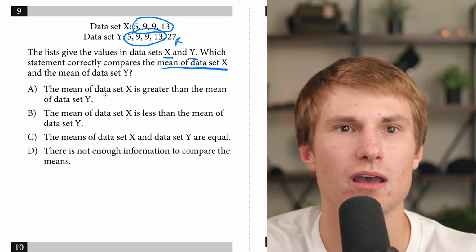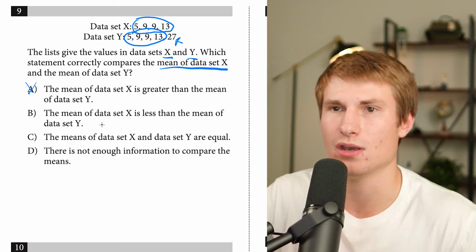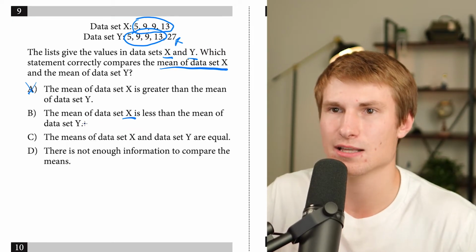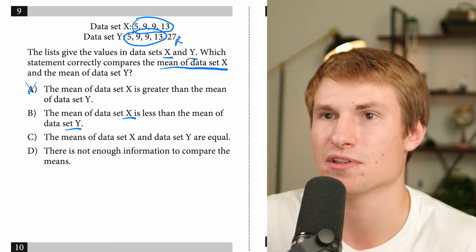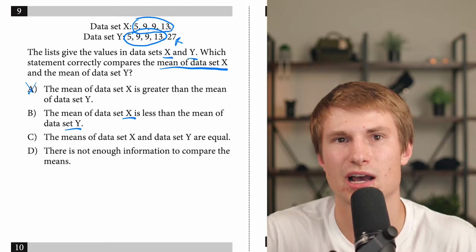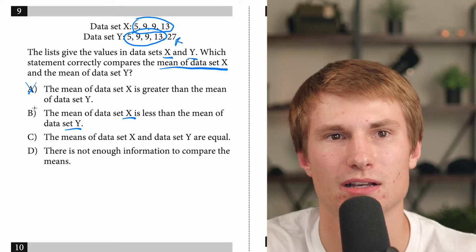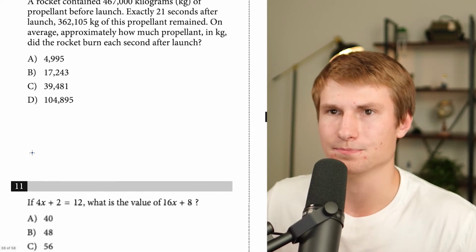So we have option A, the mean of dataset X is greater than the mean of dataset Y. We know that's not true. We have option B, the mean of dataset X is less than the mean of dataset Y. We know that that is true because this 27 value is greater than the mean of dataset X. And we know it's greater than the mean of dataset X without even having to calculate the mean of dataset X because we know it's greater than the maximum of dataset X. So B has to be our answer there. Okay, moving on to question number 10.